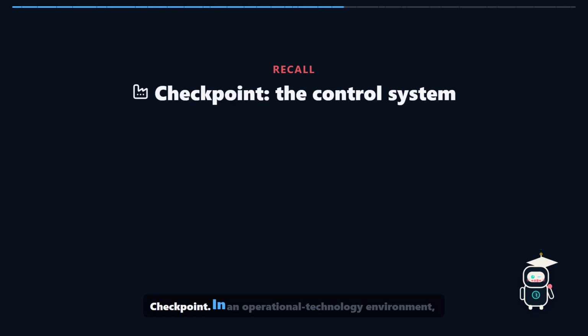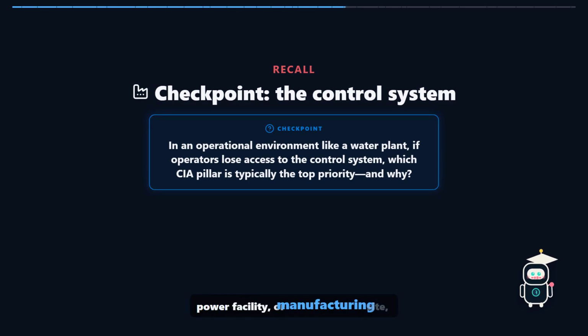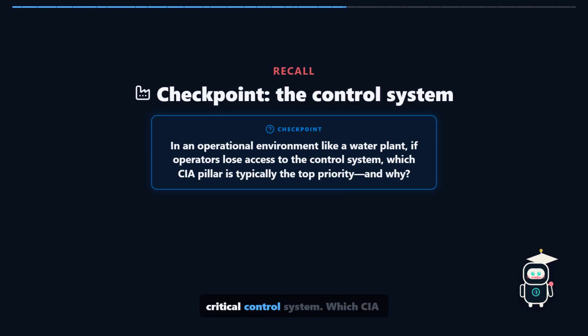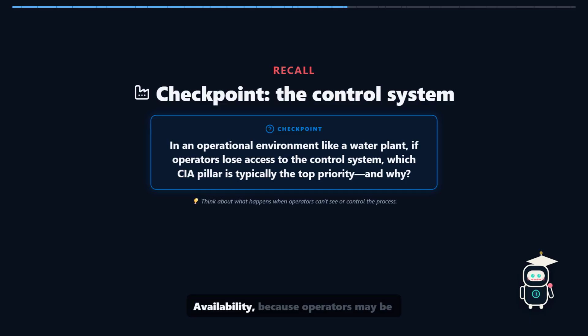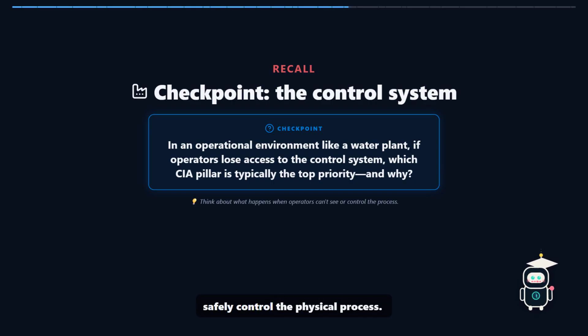Checkpoint. In an operational technology environment, such as a water plant, power facility, or manufacturing site, operators lose access to a critical control system. Which CIA pillar is immediately at risk? Availability, because operators may be unable to see, manage, or safely control the physical process.